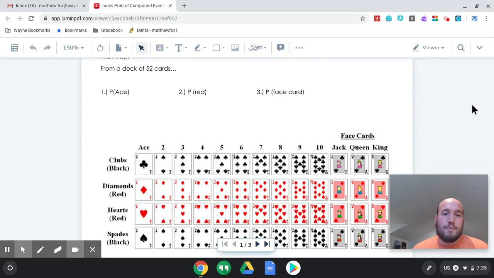As we wrap up this week, we're going to start off real quick. Let's review briefly probability from yesterday. Remember, we assessed a standard deck of cards. A standard deck has 52 cards.